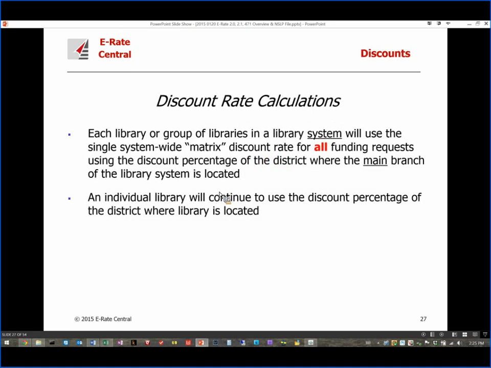Each library or group of libraries and library system is going to use a single system-wide matrix discount for all funding requests. And they're going to use the discount percentage of the district where the main branch of the library system is located. And for some library systems, that's creating interesting complexities. All individual libraries will continue to use the discount percentage of the district they're located in.